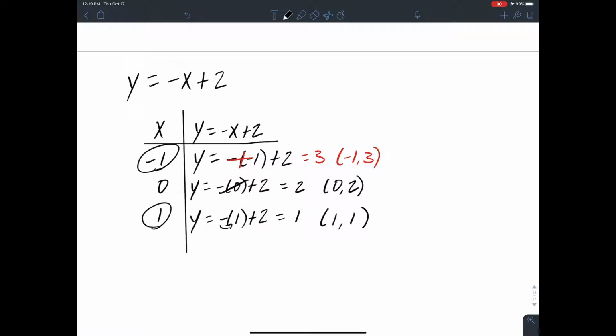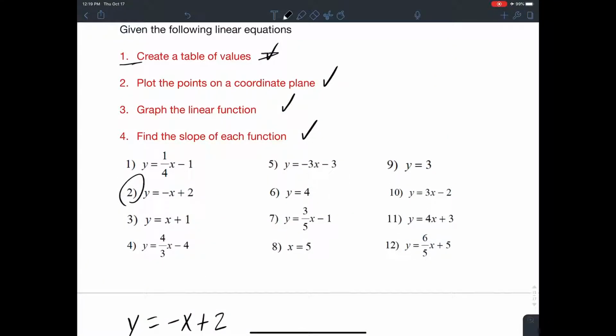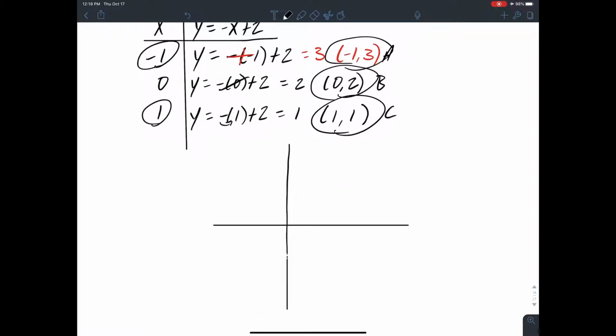Okay? So we have our 3 points. So we created a table. This one's done. Plot the points on a coordinate plane. Well, we have our points right here. We can call them A, B, C if you want. Negative 1, 3. And that's the point A.